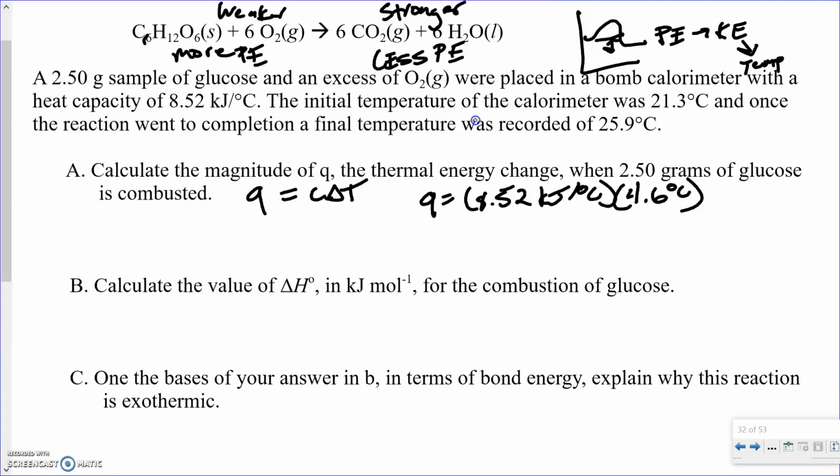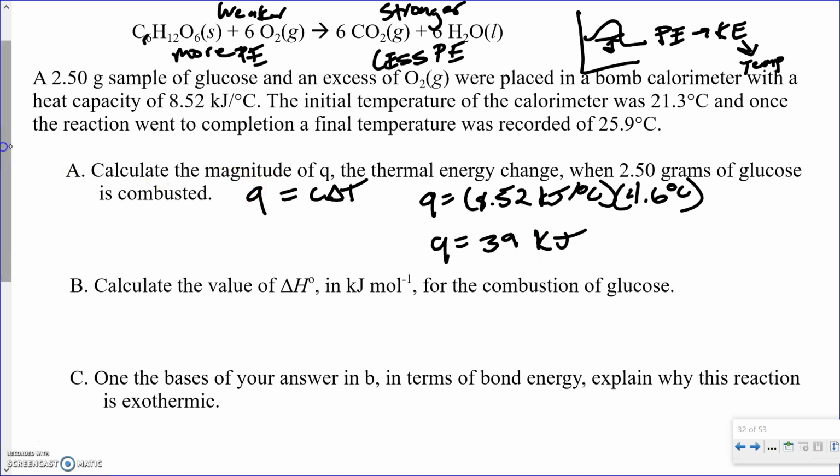Now, back to our problem. So we have our 8.52 times our 4.6. And we get our Q value with proper sig figs is 2 sig figs, just because our change in temperature has 2, is 39 kilojoules. Okay, and the reason it's kilojoules is because we have kilojoules divided by degrees Celsius times degrees Celsius.